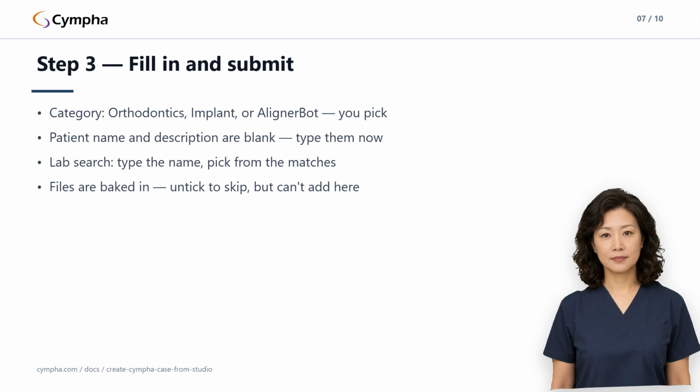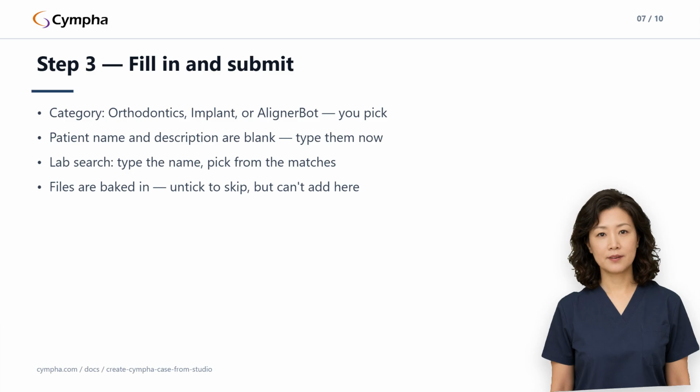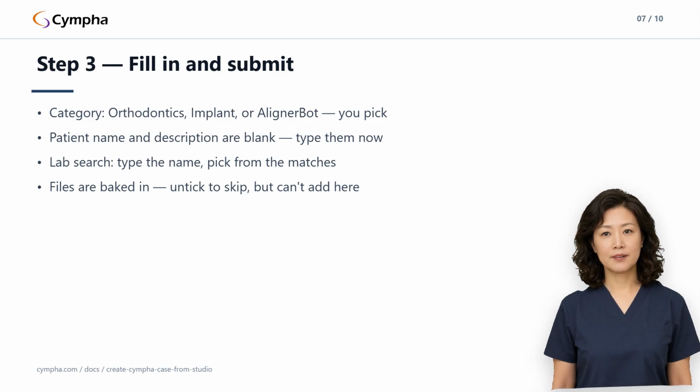Blank on purpose. Studio doesn't carry patient identifiers across the handoff, so you type them here. And the lab. The search field below the form finds labs as you type. Enter your lab's name and pick it from the matches.